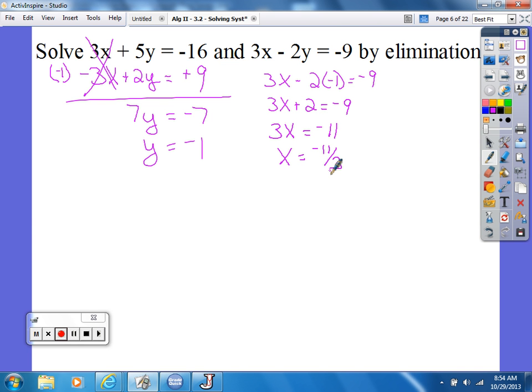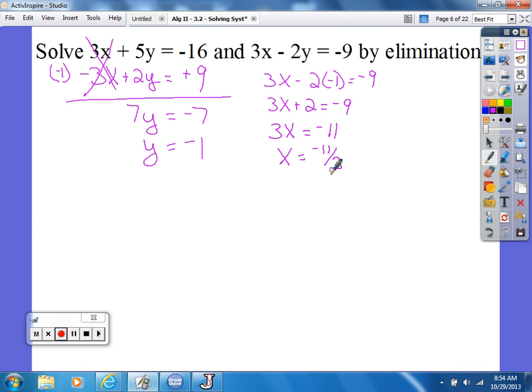Fraction? It is. Is that okay to have a fraction? Yeah, it's okay to have a fraction. It's perfectly fine to have a fraction. And that's honestly why I showed you this problem also. If I was trying to do this by graphing, you would not be able to figure out where negative 11 over 3 actually is. You wouldn't be able to find that on the graph perfectly, would you? No. So using elimination, you can find that pretty easily.